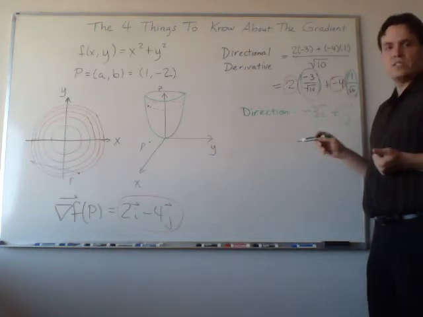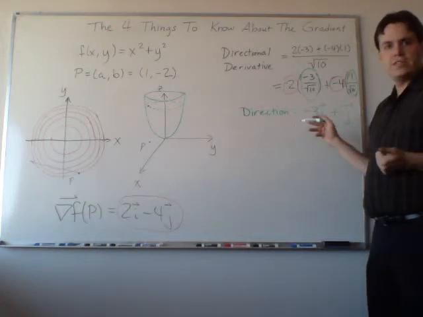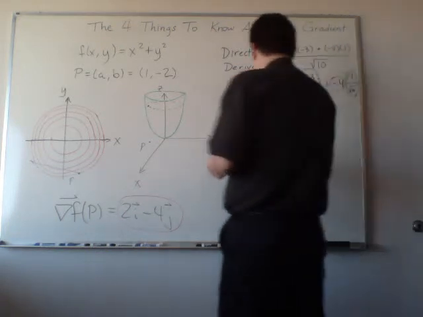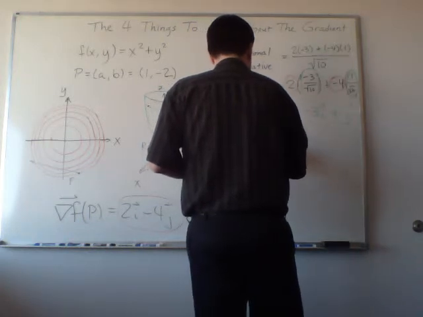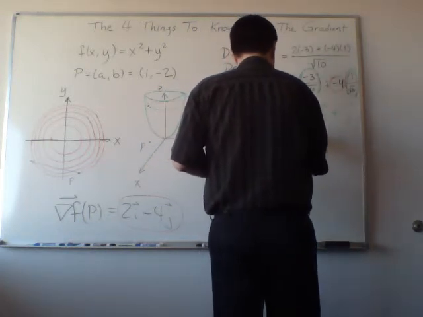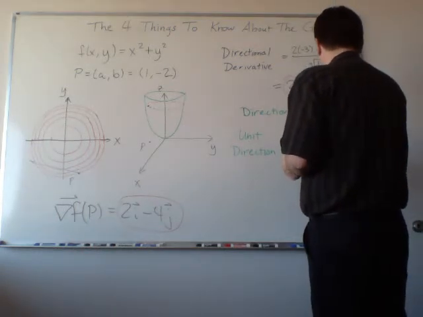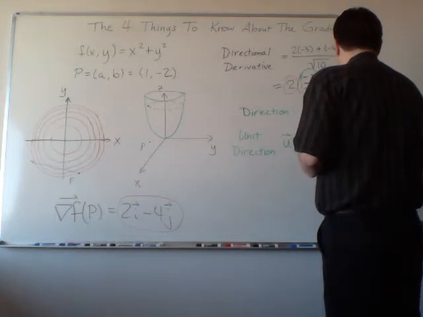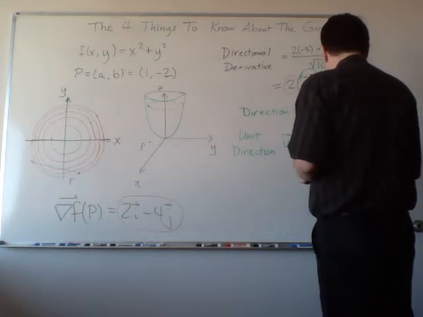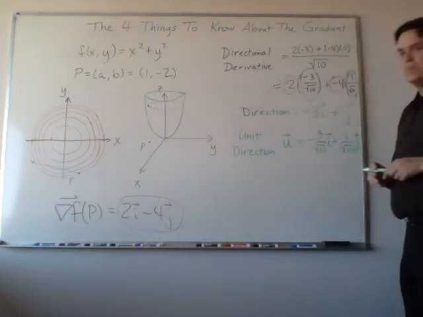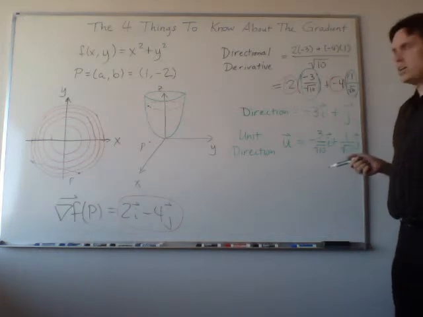By dividing by that magnitude, what am I doing to this vector? I'm turning it into a unit vector. So my unit direction vector, which is what we usually call u, is negative 3 over root 10 plus 1 over root 10. Sorry, I'm missing my vector components here, i, j. Sorry about that. My unit direction vector is negative 3 over root 10 i plus 1 over root 10 j.